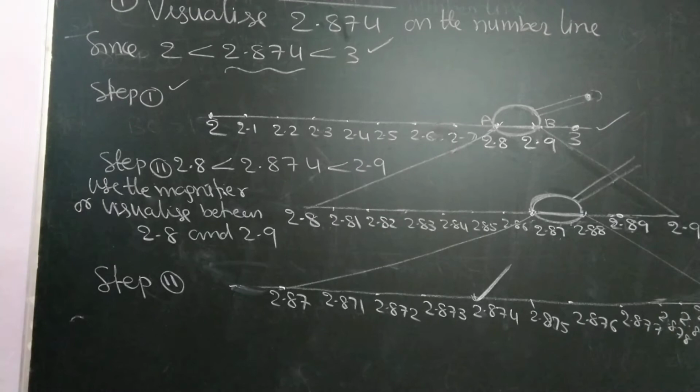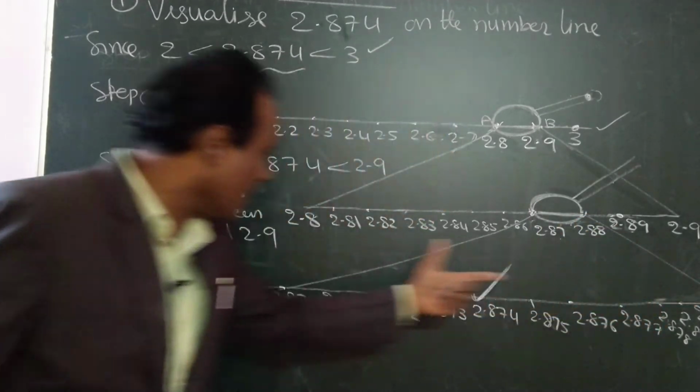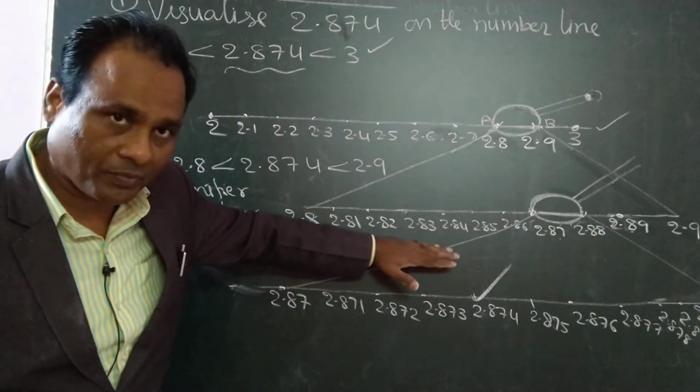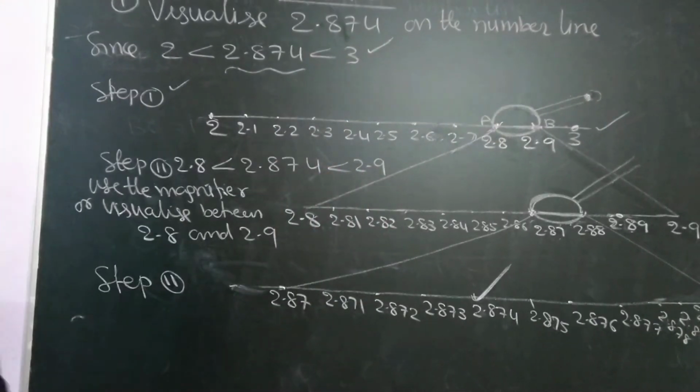Step 3. Take 2.87, 2.88 and visualize or magnify it. Write down this step. Second diagram you draw and third also you draw. Let us write afterwards. First complete that diagram.